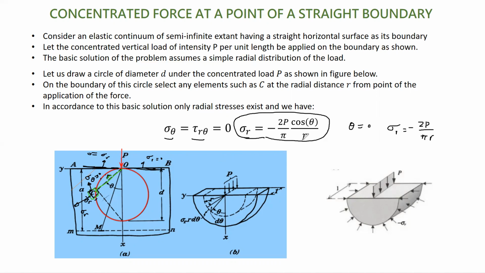It is a function of reciprocal of r. So as r goes to zero, that means at this location, sigma r is infinite. So you can see sigma r does not exist anywhere except when r is equal to zero, which goes infinite. And that is defining the singularity of the concentrated load at point O.